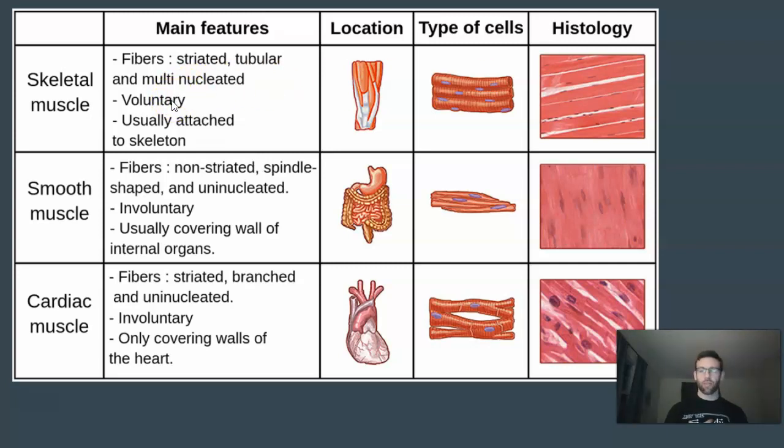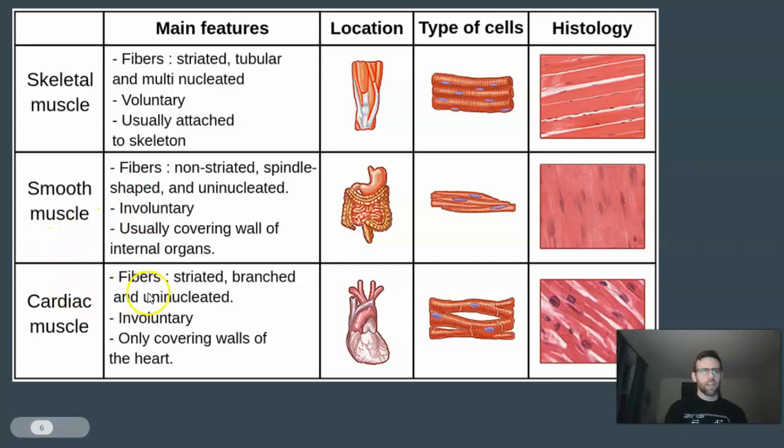Voluntary means that we control whether or not that muscle works or not. All right. So you'll see how that's going to be a little bit different for smooth muscle and cardiac muscle. So smooth muscle is not striated. You don't see those lines on smooth muscle. And they are uninucleated. That means it only has one nucleus. Uni meaning one, kind of like a unicycle, right? One. All right, and then this is involuntary. You can't control smooth muscle. You can't really think about smooth muscle and control it. You can't think of your stomach and make it contract.